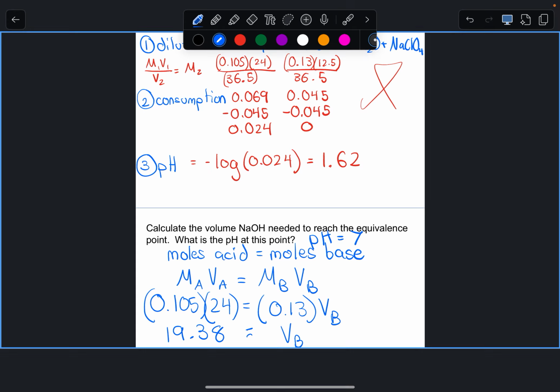Meaning that once you've added 19.38 mL of base, you've now hit the point where you're completely neutralizing them. So you have the same amount of acid as base, they neutralize each other, and all that's left is water, so the pH has to be 7 at this point. Neither one of them is in excess, is another way of saying that.